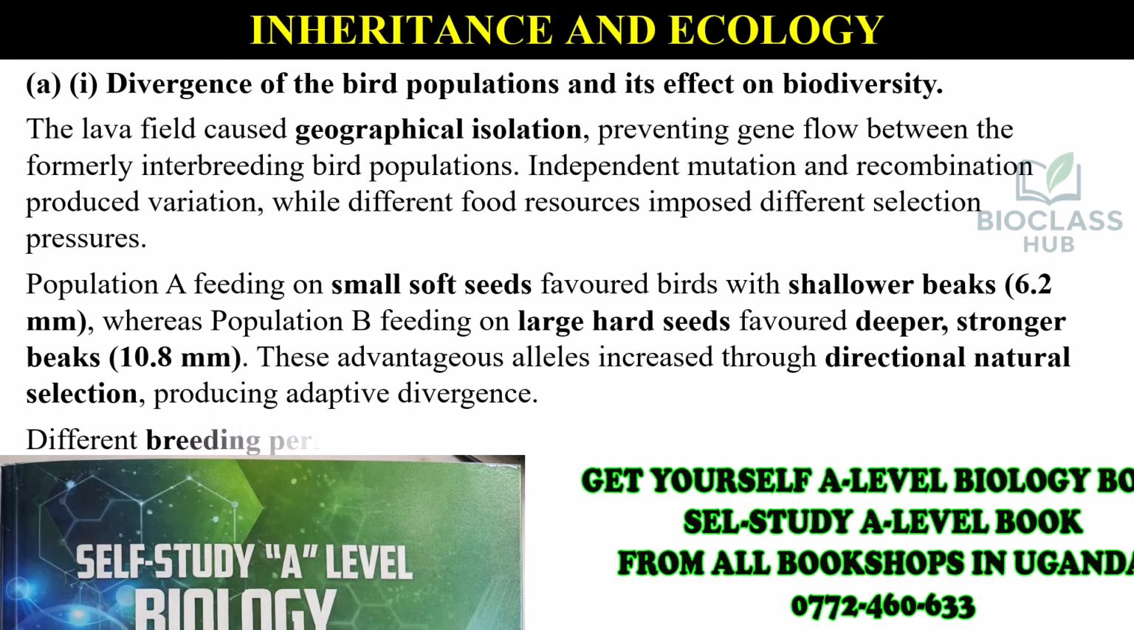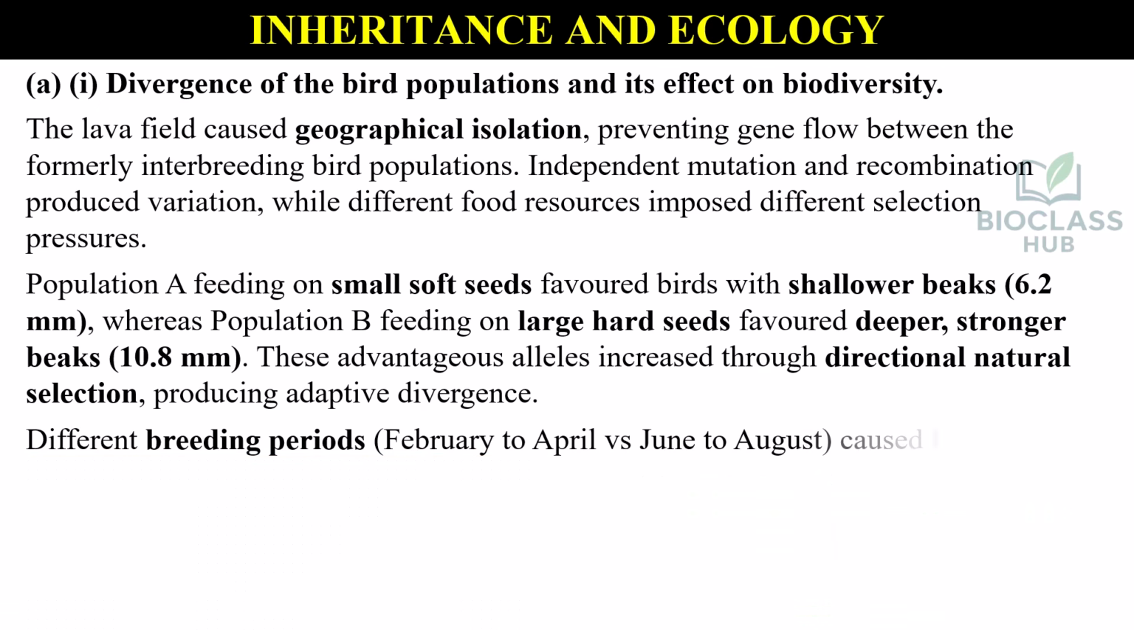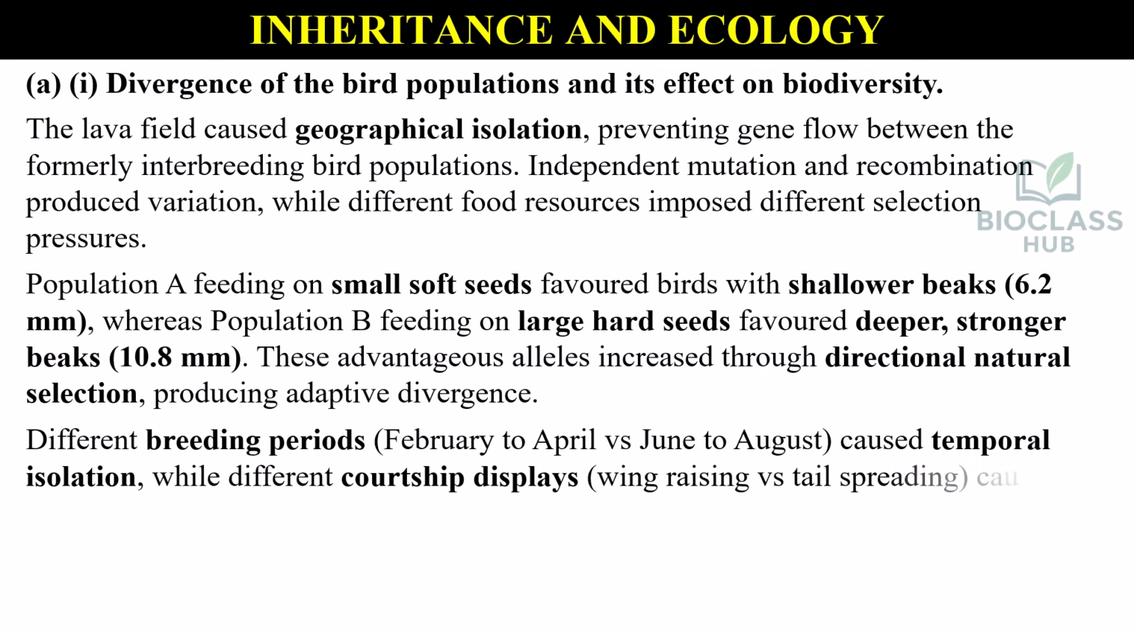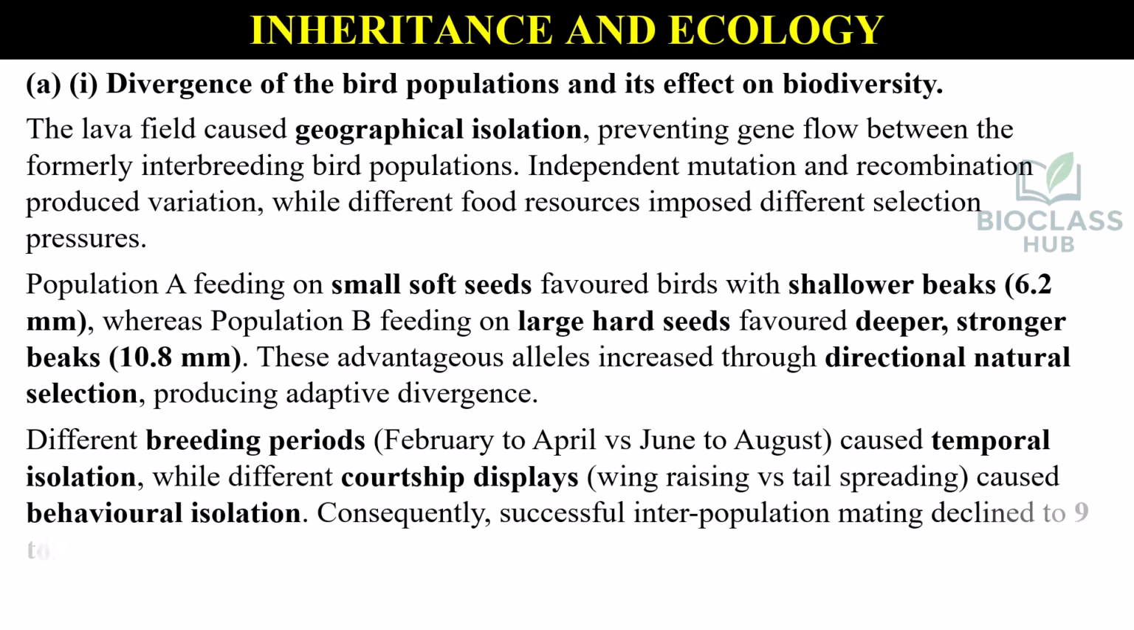Different breeding periods, February to April versus June to August, caused temporal isolation, while different courtship displays, wing raising versus tail spreading, caused behavioral isolation. Consequently, successful interpopulation mating declined to 9 to 11%, indicating reproductive isolation.